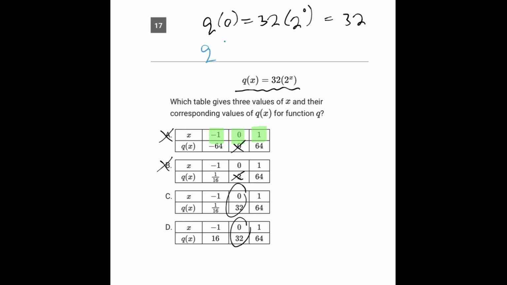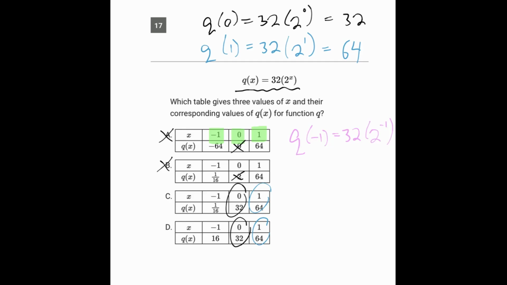Next, let's try q of 1. So that would be 32 times 2 to the 1. In other words, 32 times 2, which is 64. And both of these answers also have the 64. So let's do the minus 1. Q of negative 1, well, that's 32 times 2 to the negative 1.